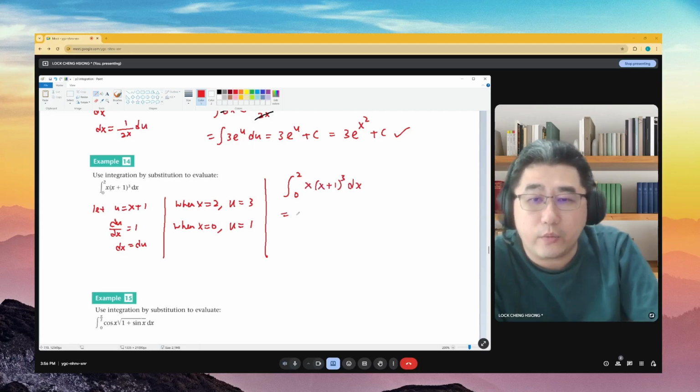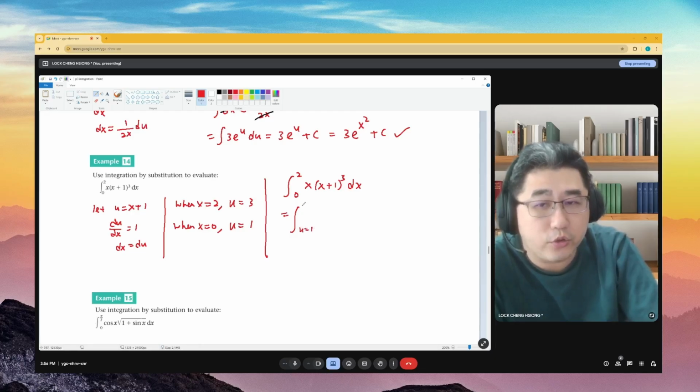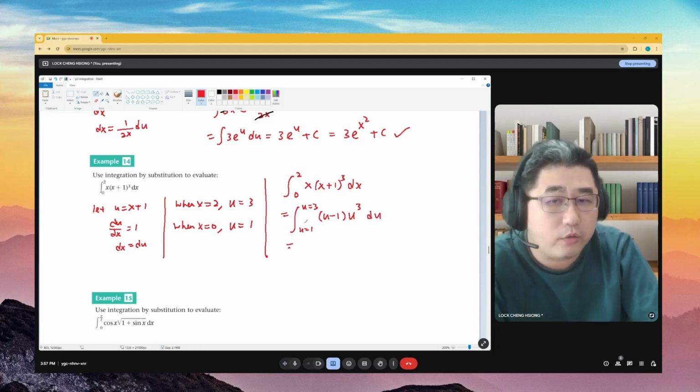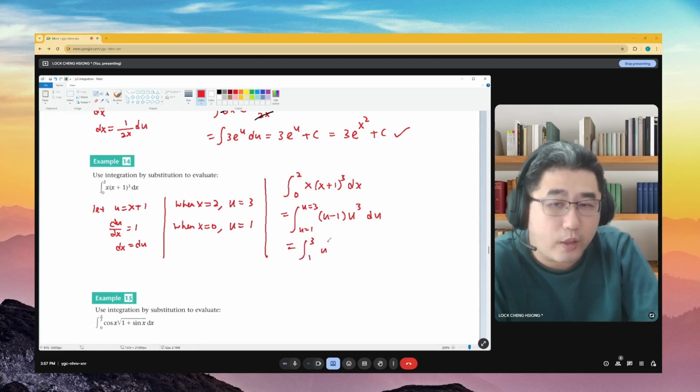Okay, then now substitute with the u value. So u equals 1, u equals 3, x changes into u minus 1, then this one changes to u cubed, dx changes into du. Now you see that everything is in the form of u, so simplify it: the integral from 1 to 3 of u to the power 4 minus u to the power 3 du.